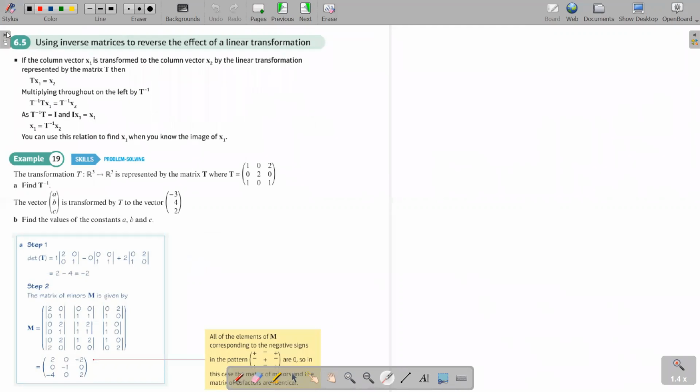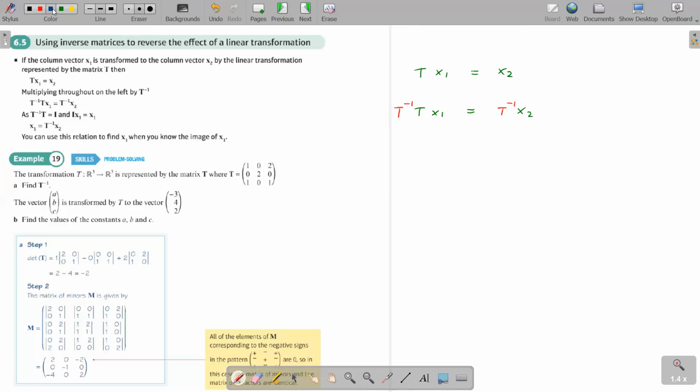So can you see what they have done here? T x1 equals x2. If you want to get rid of the T and make x1 the subject, what's the technique that we use? Can you all remember? Yeah, we take the T inverse, right? If you want to remove T, we multiply both sides with T inverse. I use T inverse on the left side, so on the other side also I should use T inverse on the left side.